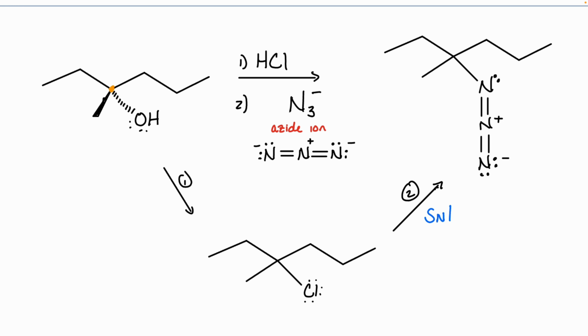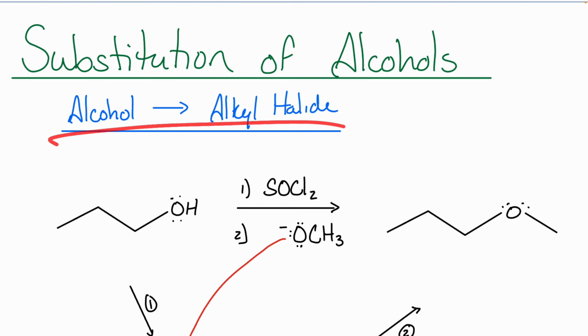Okay, so we have this one method for substituting alcohols by converting them into alkyl halides. There's another method, another strategy that we're going to talk about. And that is to, again, the whole name of the game being we have to turn that hydroxyl group into a better leaving group. So this is just another better leaving group that we can do. We're going to turn our alcohol into what's called a tosylate group.